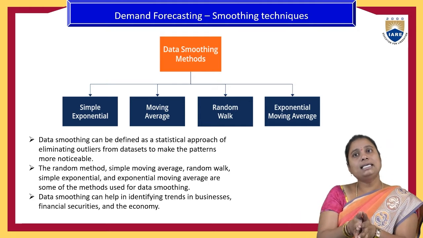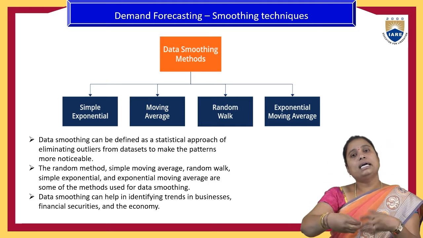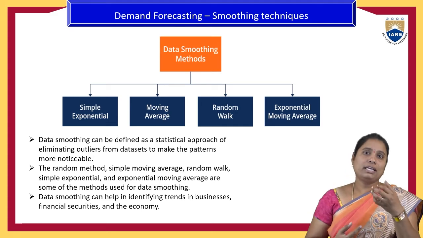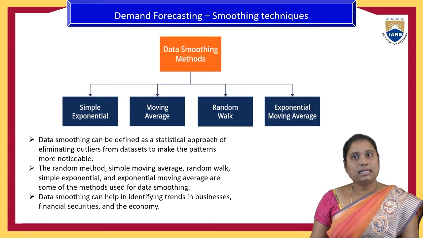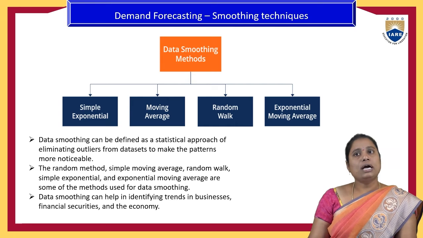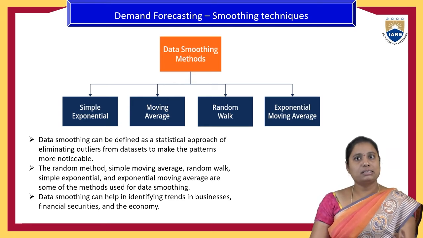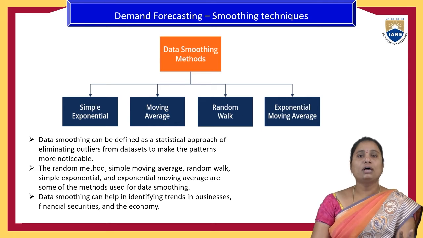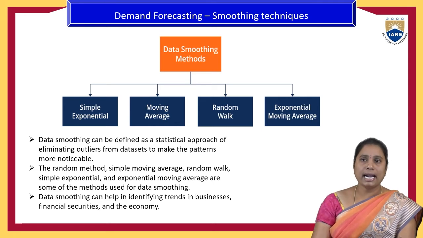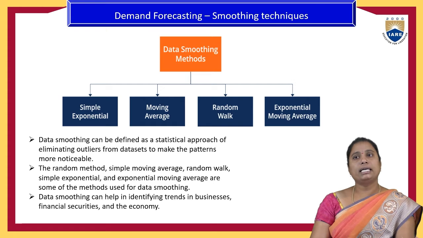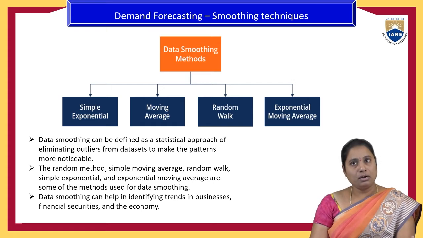These very easy and easily understandable techniques in data analysis are all called data smoothing techniques. Again, these data smoothing methods have four elements: simple exponential methods, moving average methods, random walk methods, and exponential moving averages.